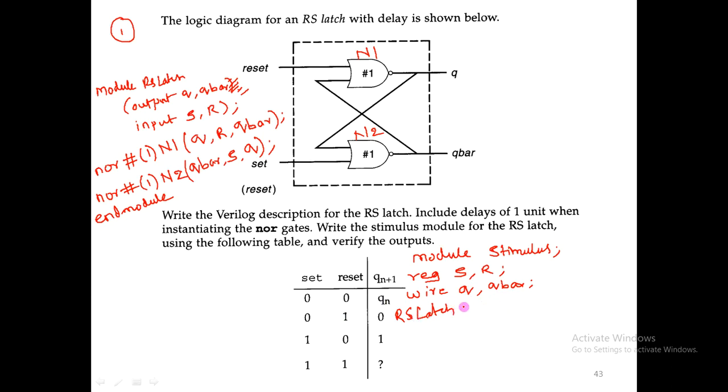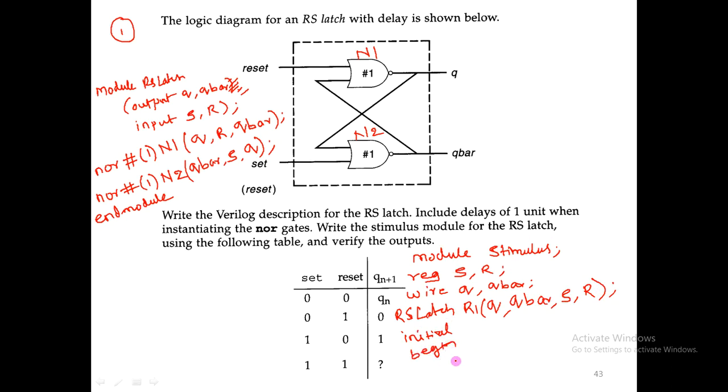RS latch. Let me label it as R1. It is optional. You can have it or you may not have it. Follow the order. So first order is Q, Q bar and all. Same thing I'll write it here because here also I have written the same thing. Q, Q bar, S, R. So instantiation is done with a module stimulus, then followed by initial block, begin.